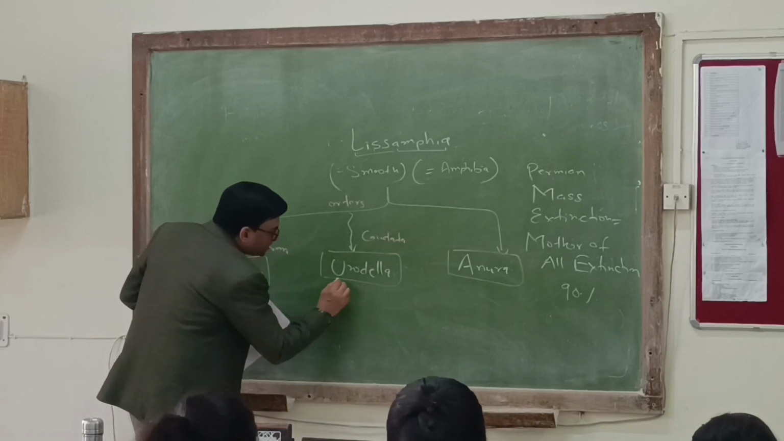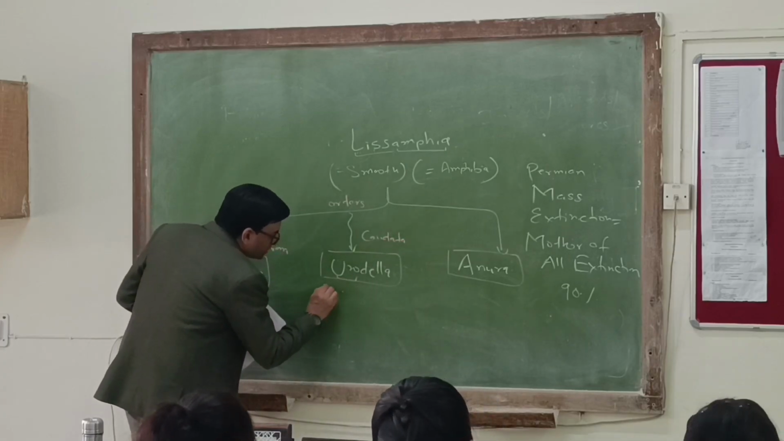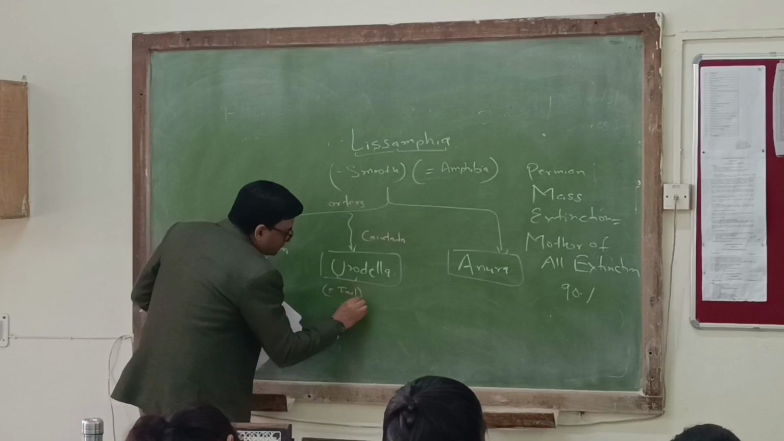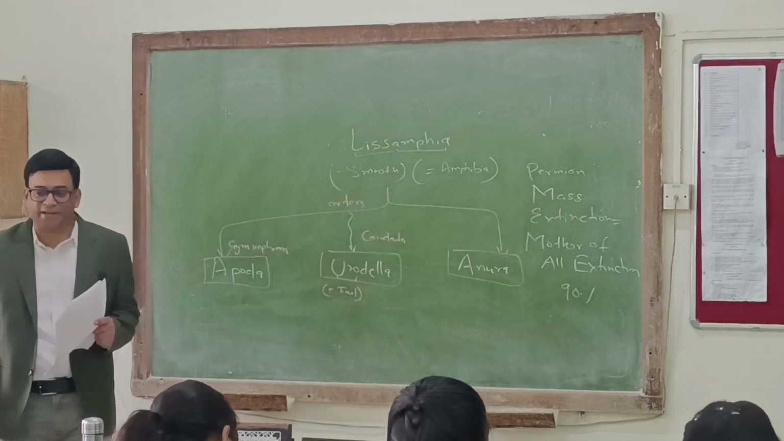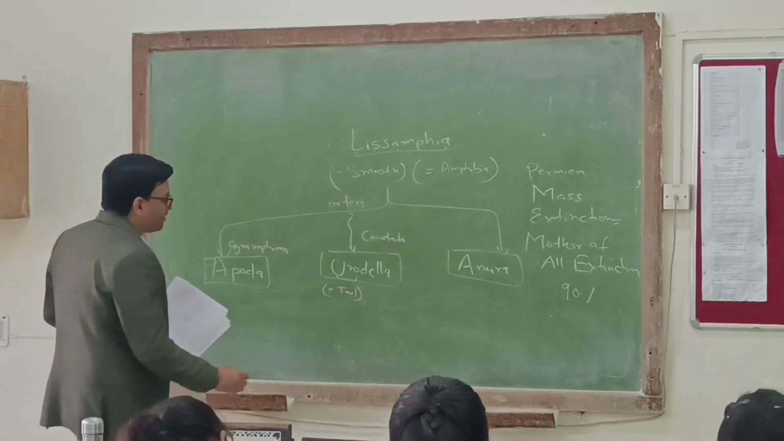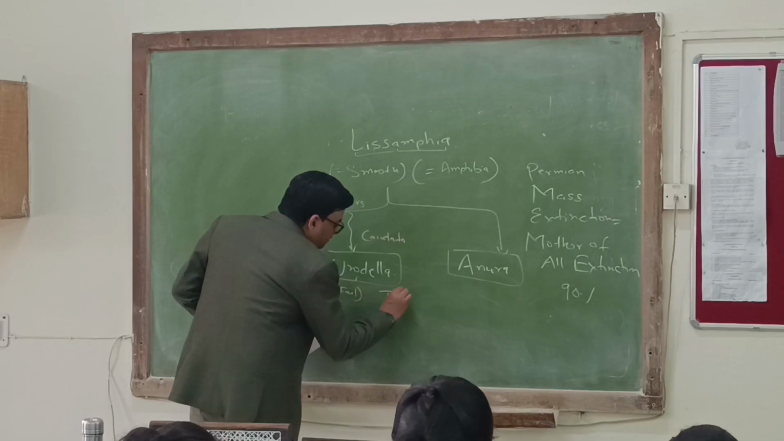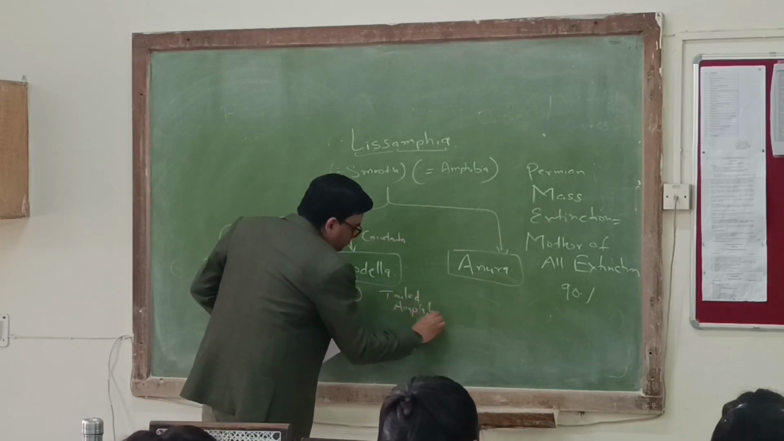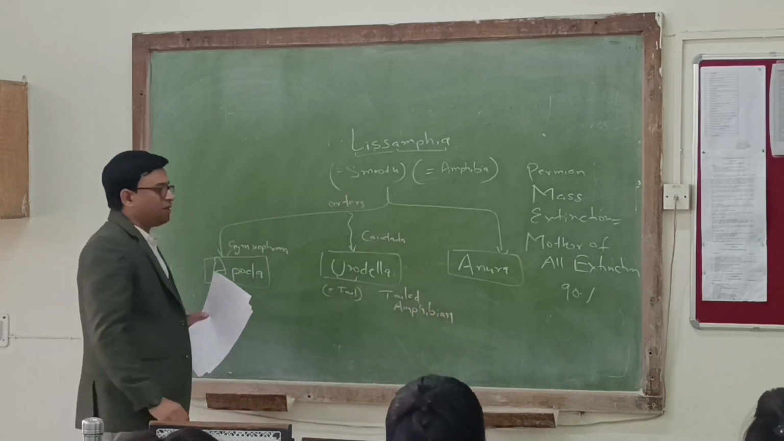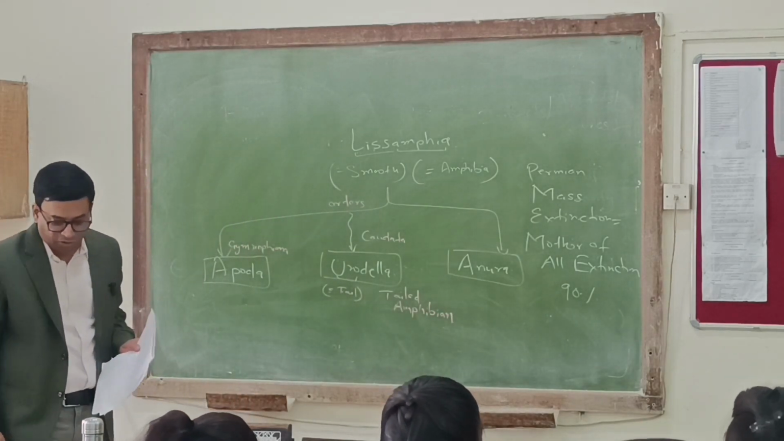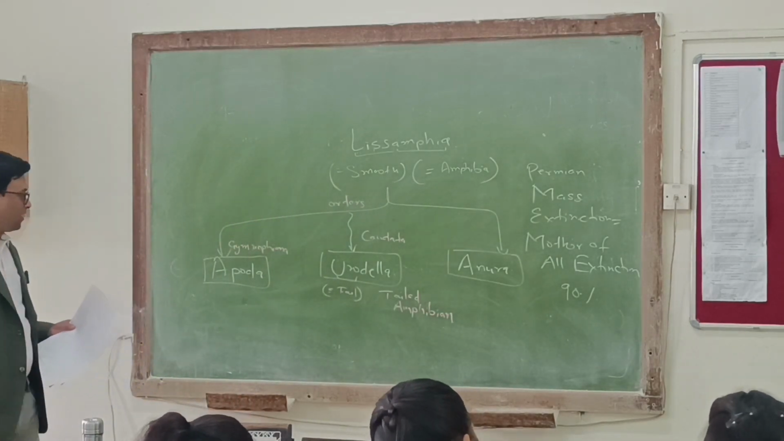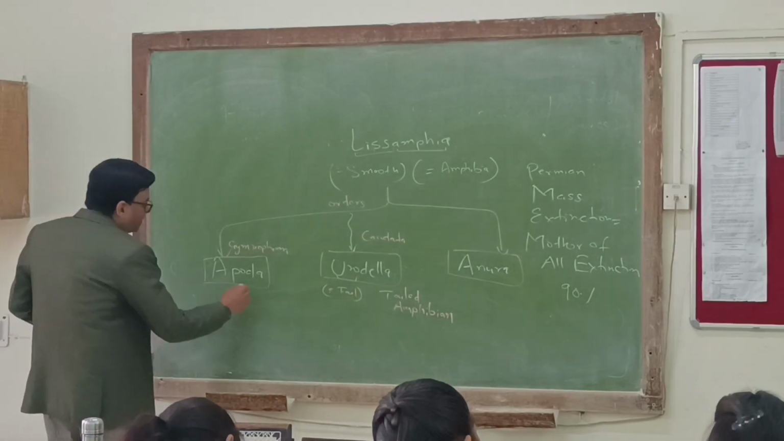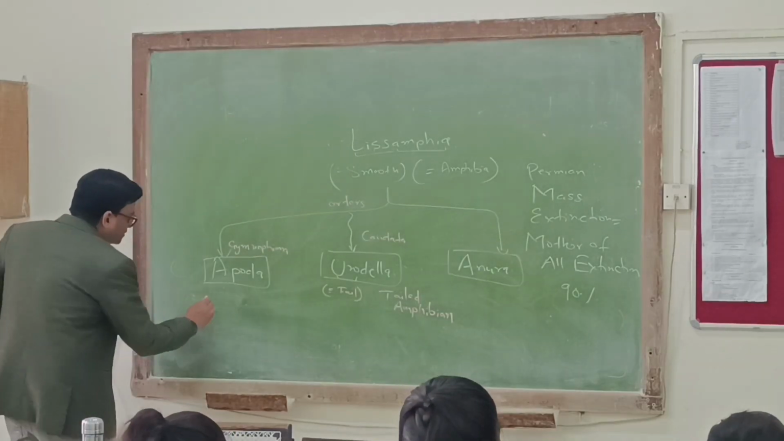Listen, what is the meaning of Uro? Uro means tail. Della means that they possess a tail. They are also called tailed amphibians, or you can say Urodela, and Apoda is called Gymnophiona, or you can say limbless, no limb.